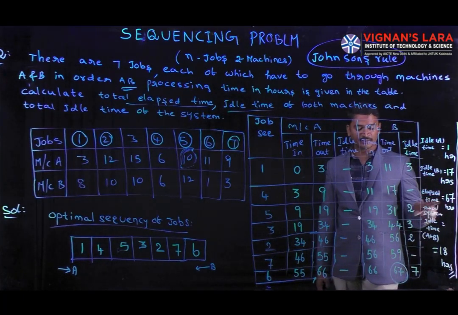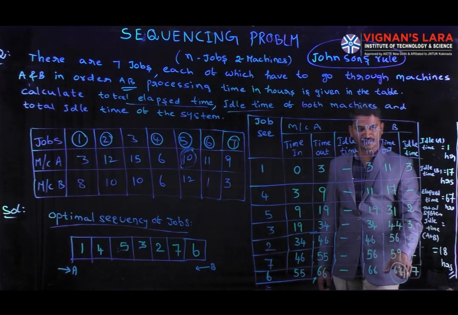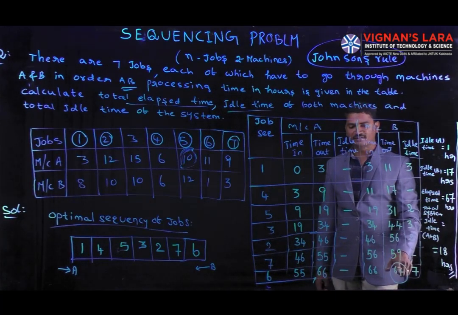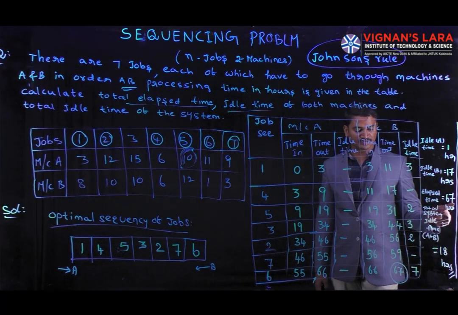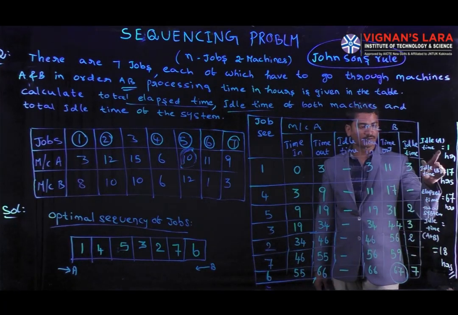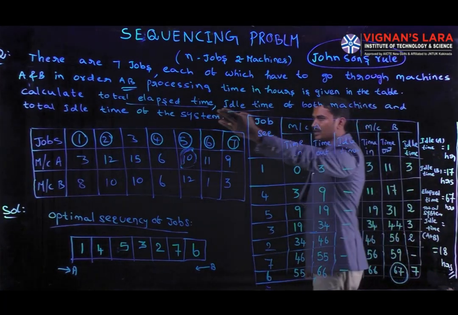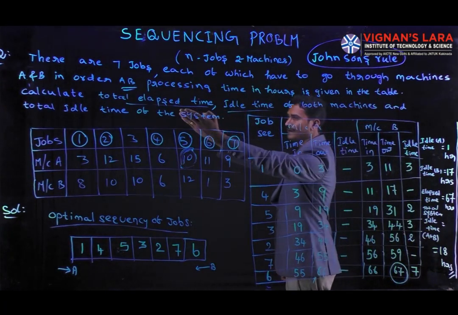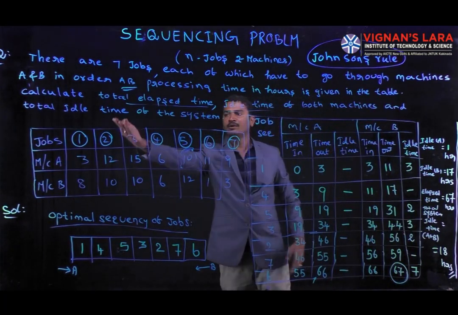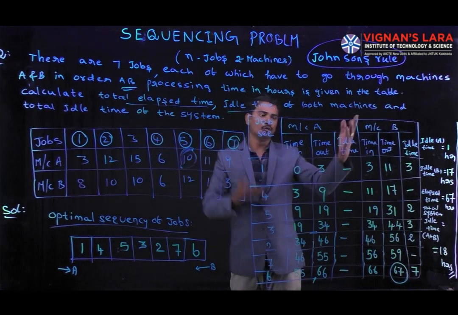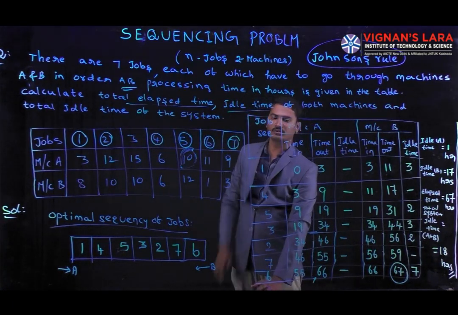Then the elapsed time is the time after completion of all jobs, which is 67 hours. Next, the total system idle time, A plus B, is 18 hours. It is the sum of the idle time of A and the idle time of B. From this we calculated the elapsed time, idle time and total idle times of both machines. The problem is over. Thank you.